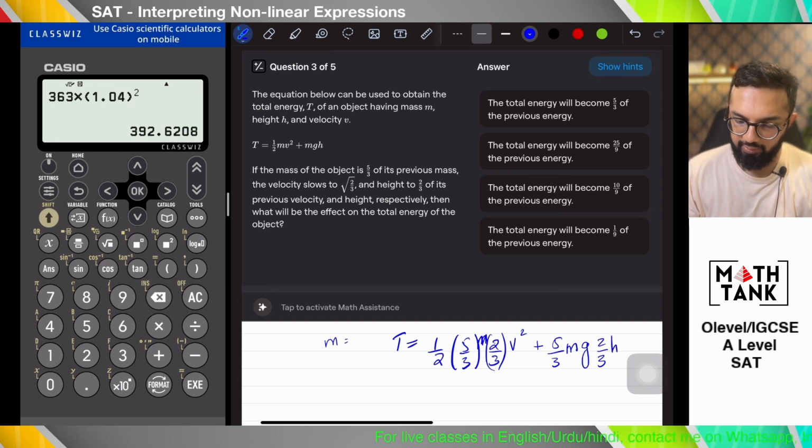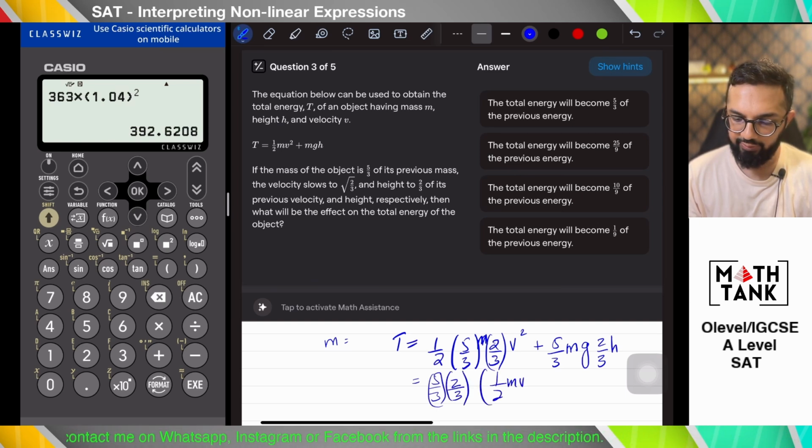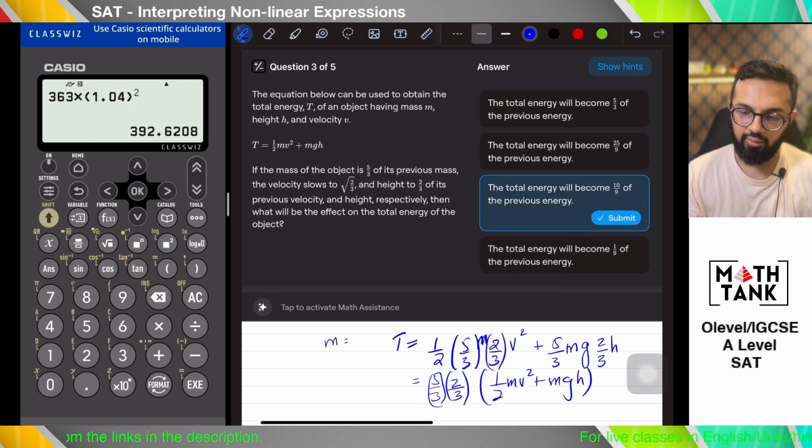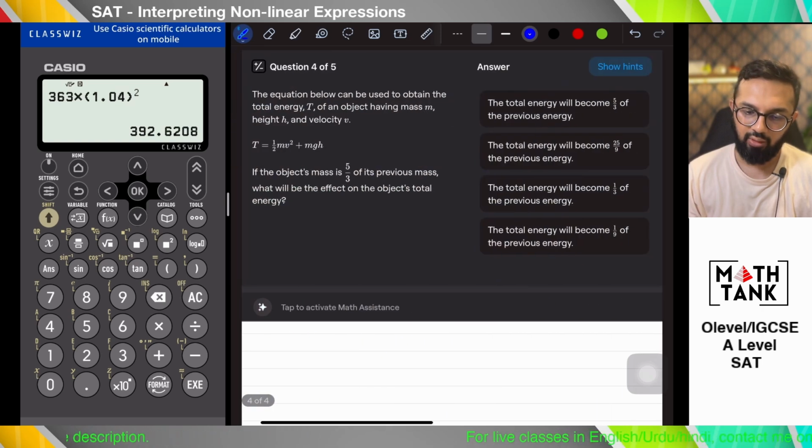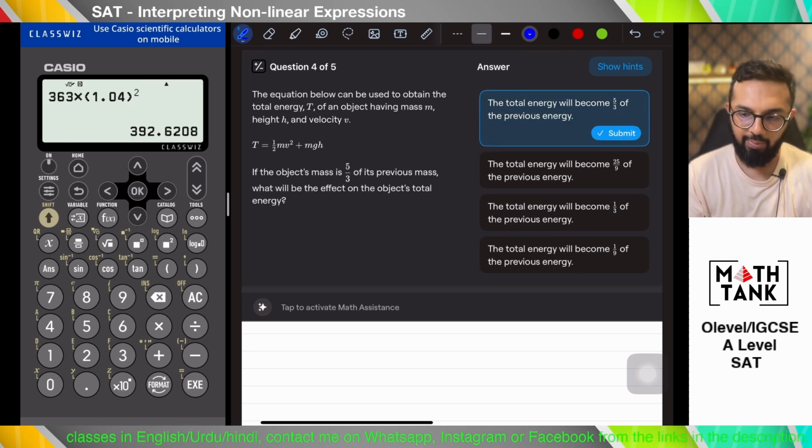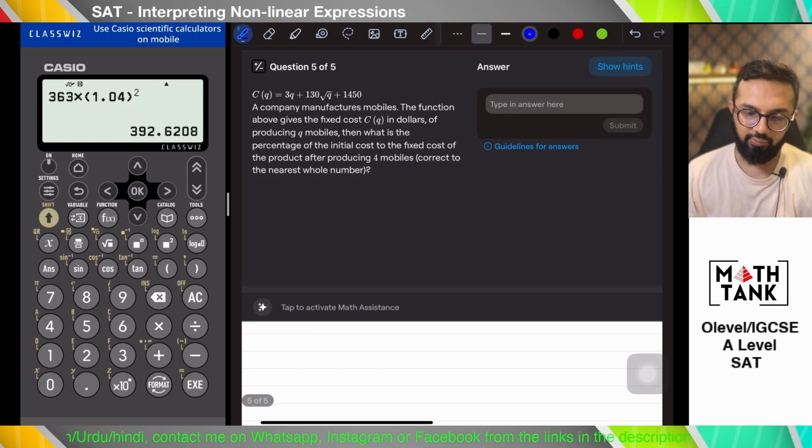Okay, so this is m here. Let's see what I get. I get 5/3 common, I get 2/3 common. I get half mv square plus mgh. So it's basically 10 over 9 times. Okay. What will be the effect on the object's energy? So it's just going to be 5/3 of its previous energy because m is a linear expression.